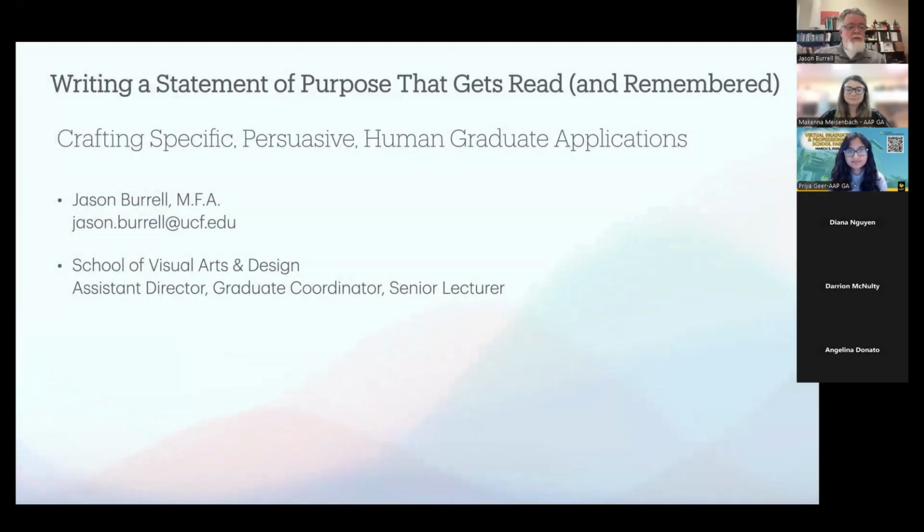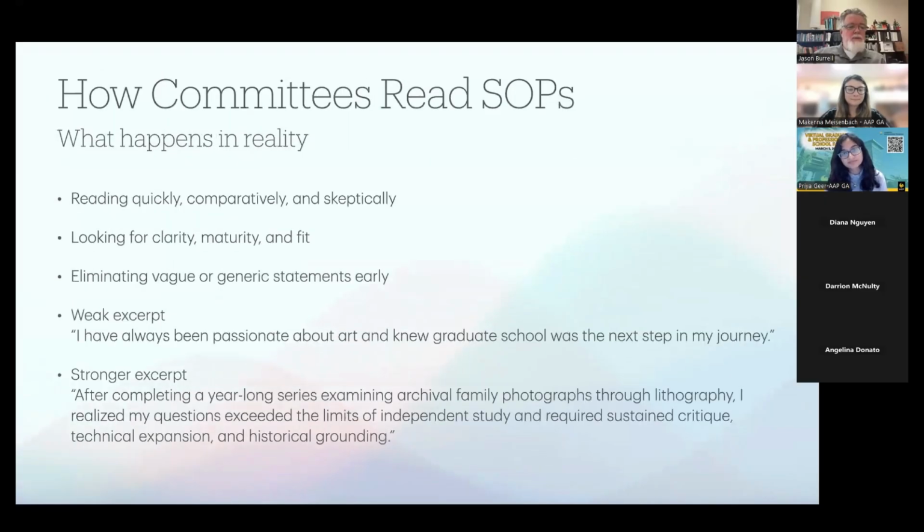There's that email address again, jason.burrell@ucf.edu. One of the challenges to writing anything for any application is that you fall into a trap of writing what you think they want to hear. And that path is only a false path. That path takes you straight off the cliff into badness. They want to get to meet you.